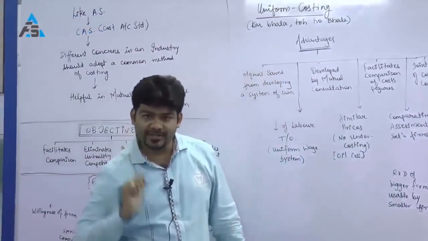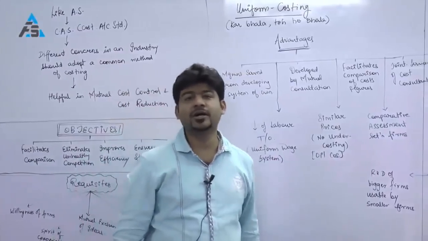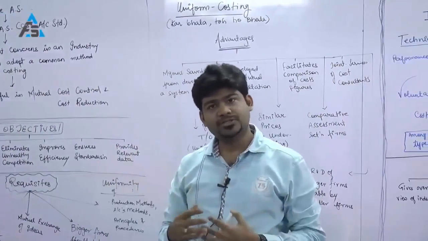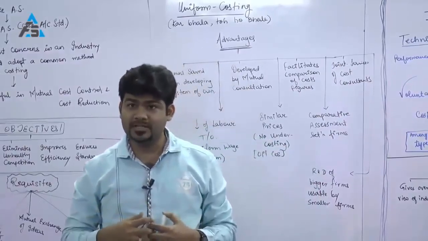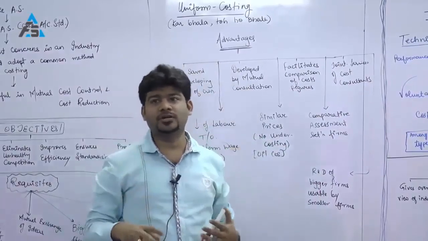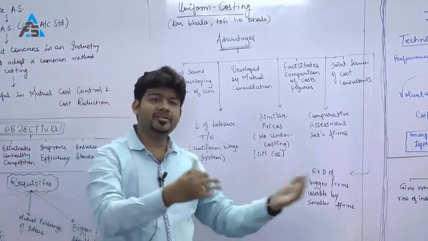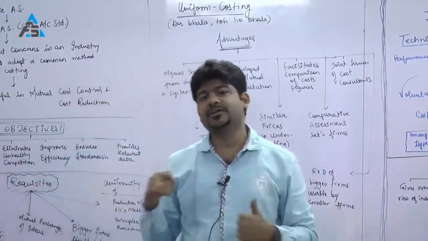Why do we have accounting standards in accounts and FR? So that all firms throughout follow the same accounting procedures, follow the same accounting methods, so that when the stakeholders, when the creditors are utilizing that, it becomes comparable with other benchmarks in the similar industry.